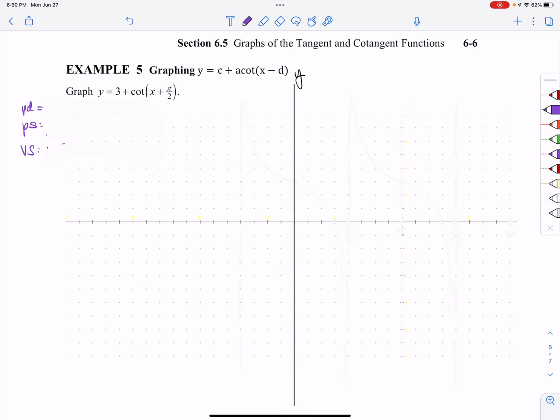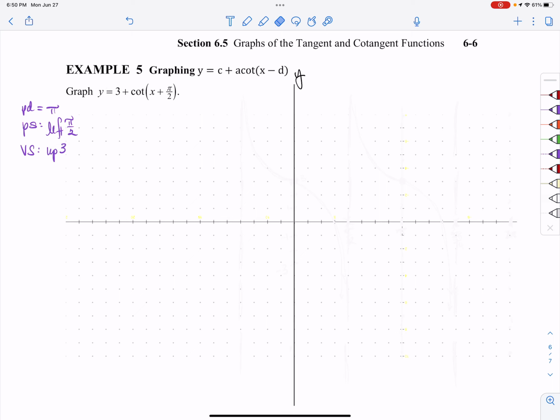All right, so a couple things here. First of all, my B value is 1, so this just has a standard period of pi. My phase shift is going to be going to the left, pi over 2. And I have a vertical shift that's going up 3.